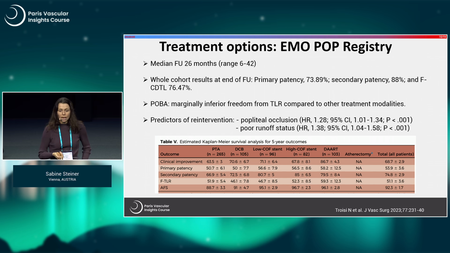But overall, the statement of this analysis of this registry is that the whole cohort showed quite a good primary patency after the median follow-up of 26 months, which was 74%. POBA, just standard balloon angioplasty, was seen as marginally inferior with respect to freedom from TLR compared to the other treatment modalities. And this is what we know: the predictors of reintervention are nicely highlighted here again, popliteal occlusion and poor runoff status.